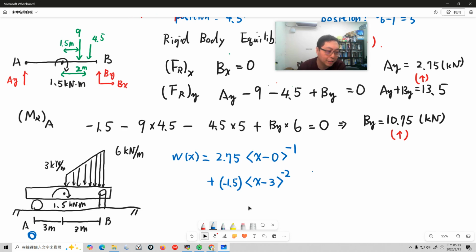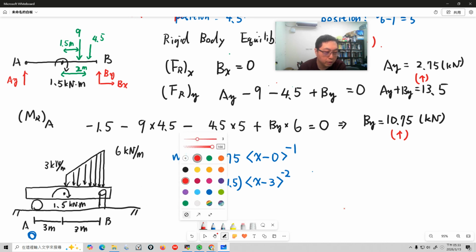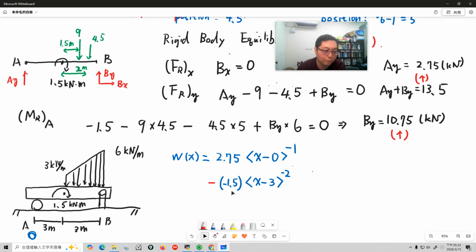But right now we want the internal moment. So in order to do that, we need to put the negative sign in front of the moment. So it's minus 1.5 times bracket x minus 3 to the power -2. Be careful for this. So we solved the concentrated load at position A and the concentrated moment at x equal to 3.